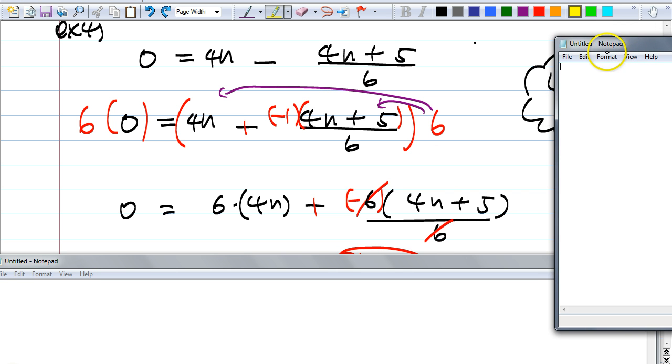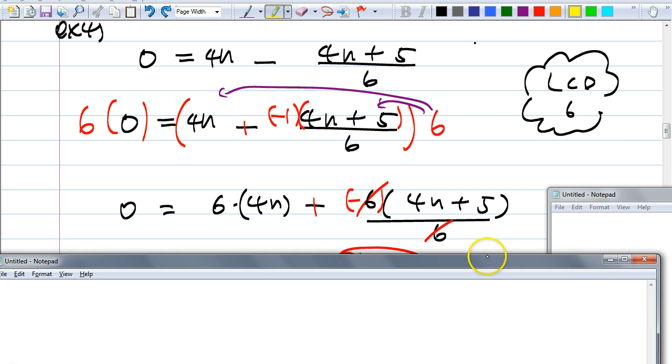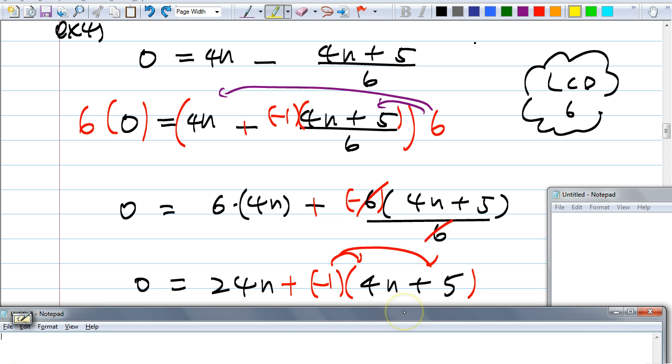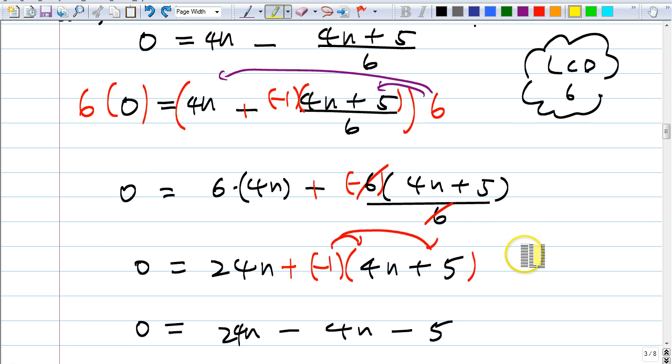Look, I even wrote it out, and we knew that the LCD was 6. That was obvious. So you see how the 6 cancels out? You don't write 24n here. They cancel out, so you just simply get 24n plus negative times 4n minus 5, and of course you could distribute that. You get, just like Song said, 24n minus 4n minus 5. How many forgot that on the right side?